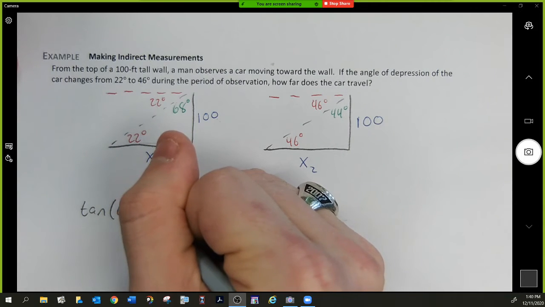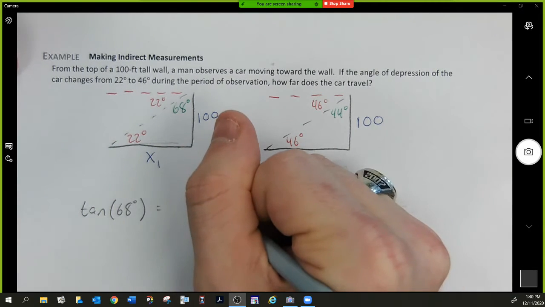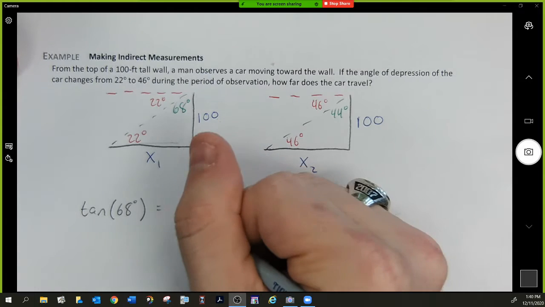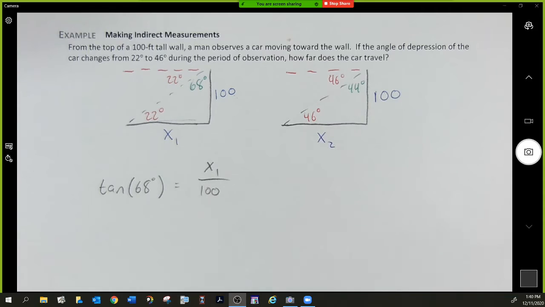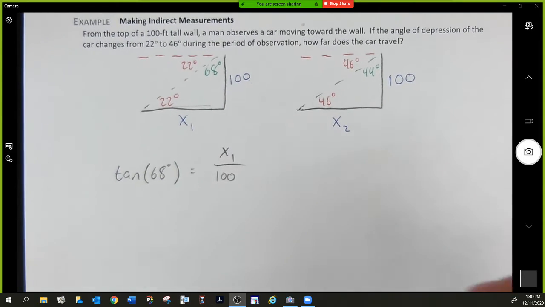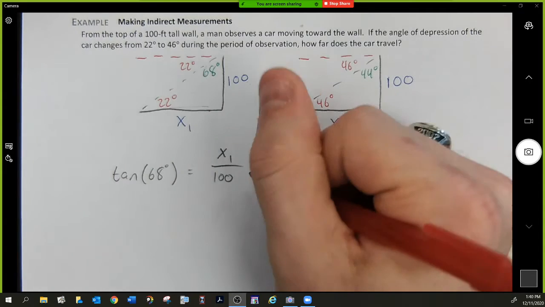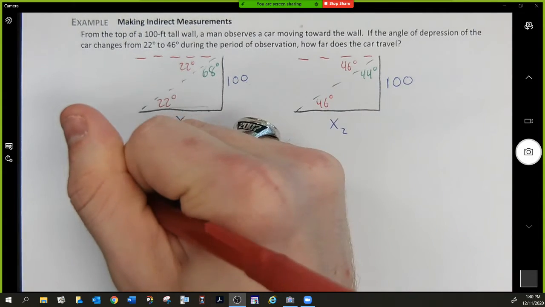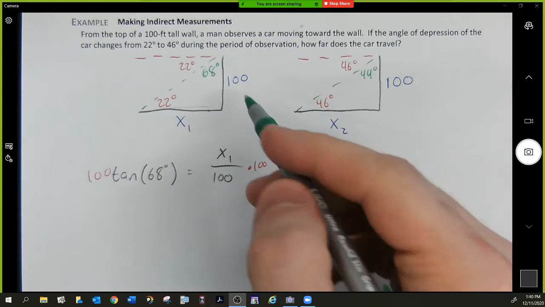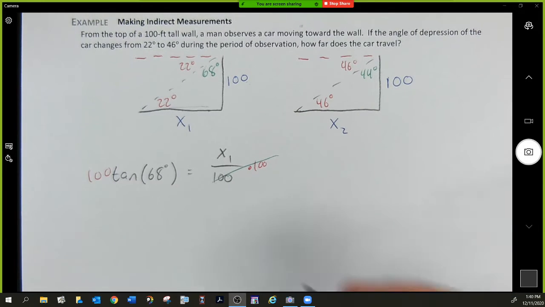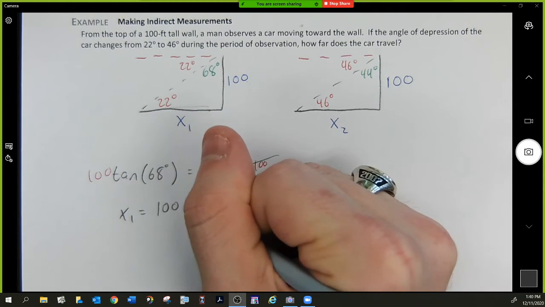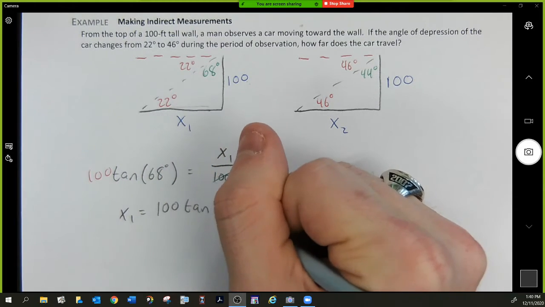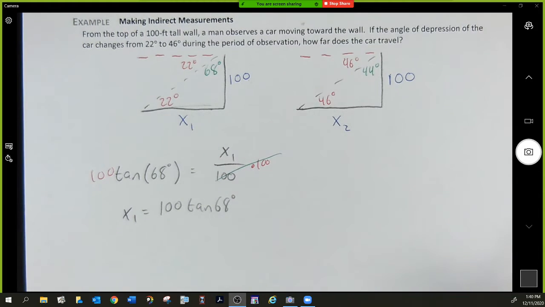So tangent of 68 degrees equals my opposite side, which is now x1, over my adjacent, which is 100. So to get x1 by itself, all we have to do is multiply both sides by 100, and we have solved for x1. x1 equals 100 tangent of 68 degrees. I don't feel like drawing the parentheses, being lazy right now.